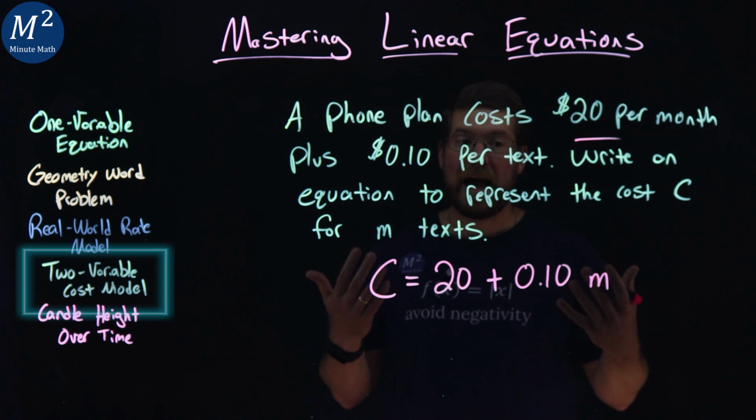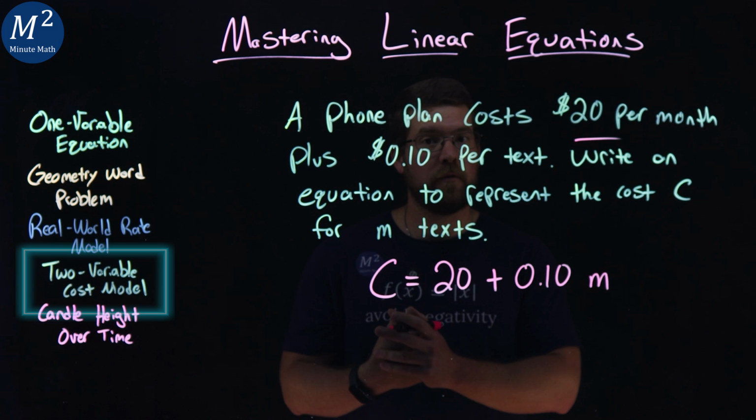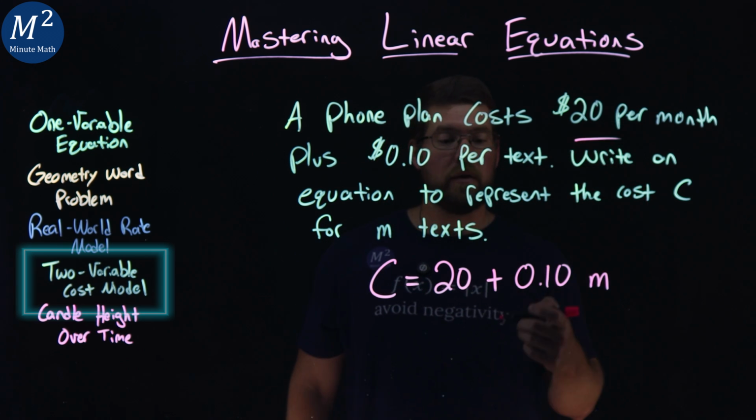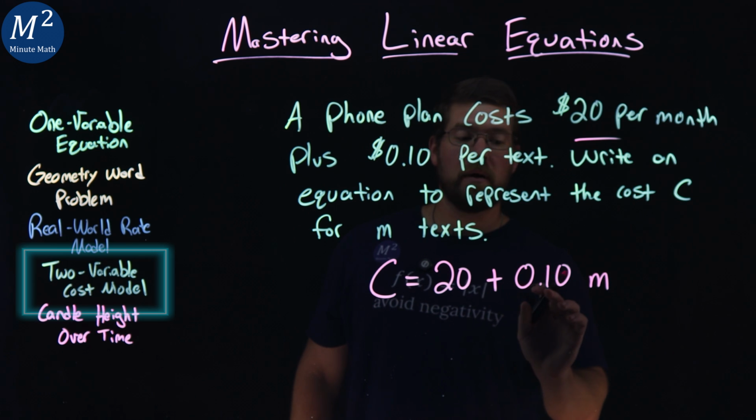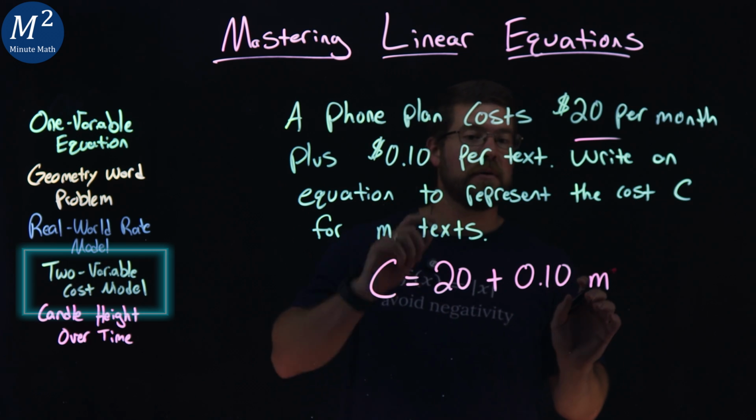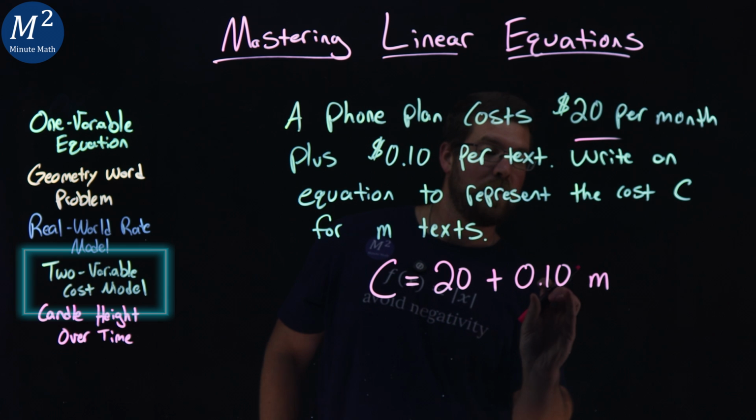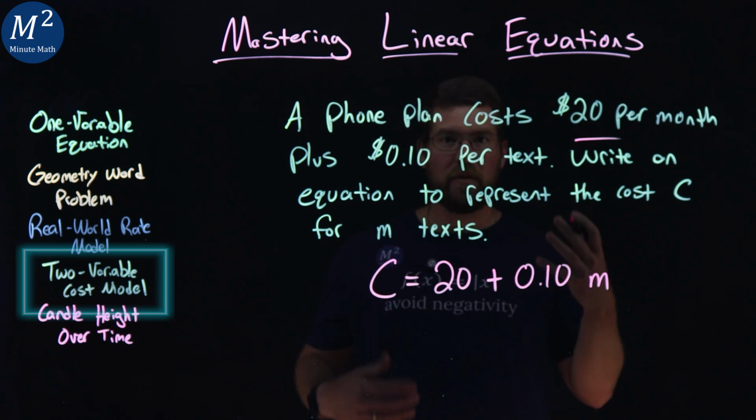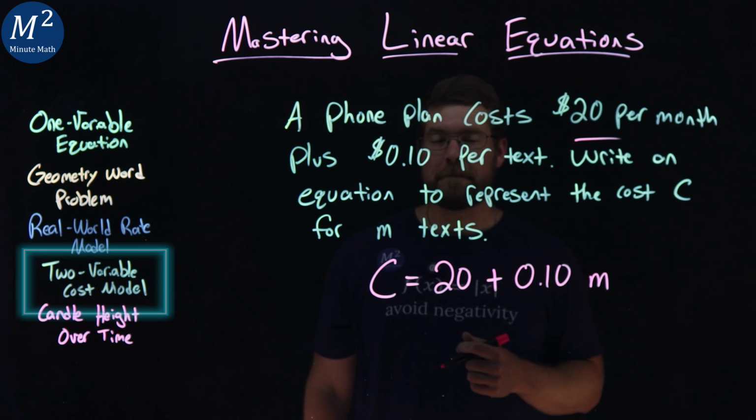And there we have it. We have our equation that represents the cost of the phone plan. Our cost is equal to $20, the flat fee per month, plus 0.10, 10 cents per text, okay? And that's multiplied per text, M representing the number of texts. And that's the cost per month of having this phone plan.